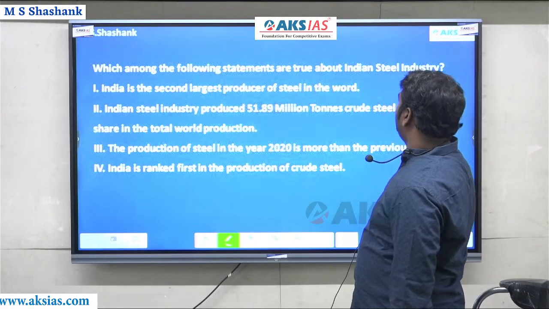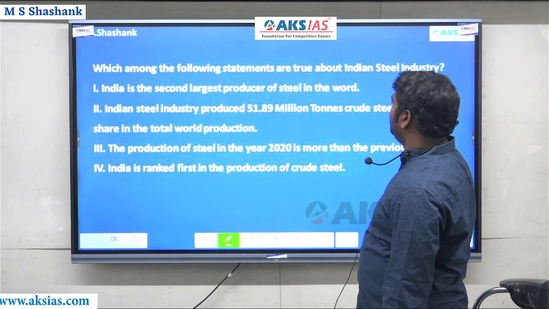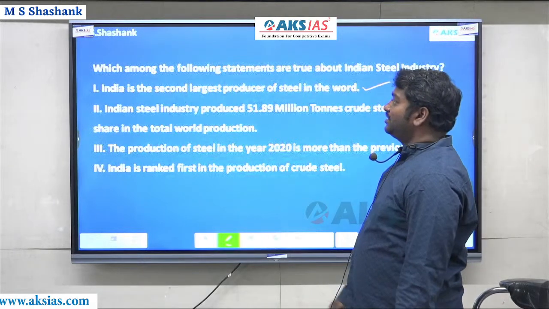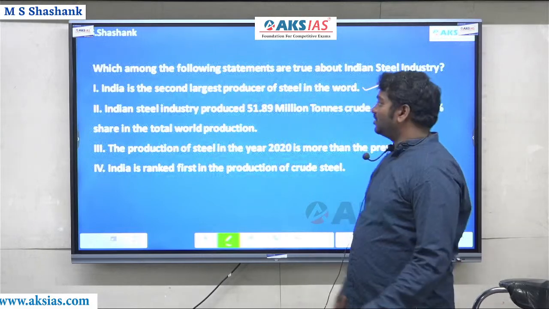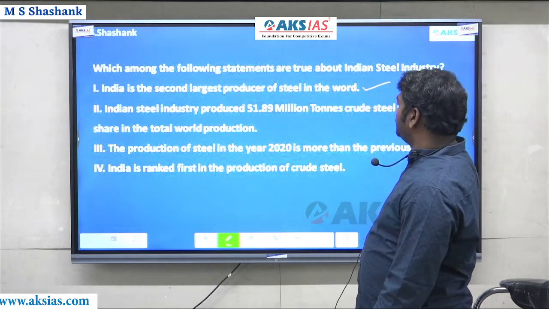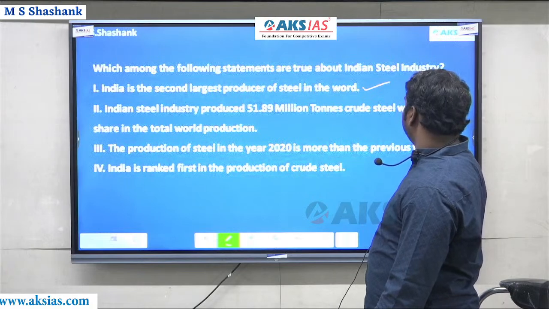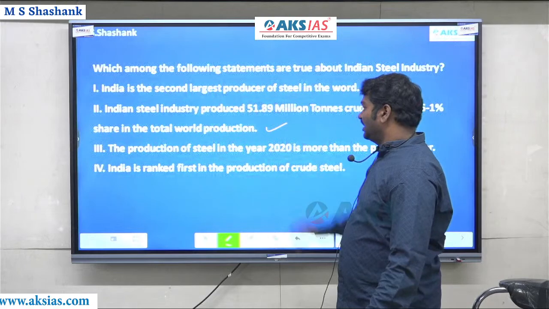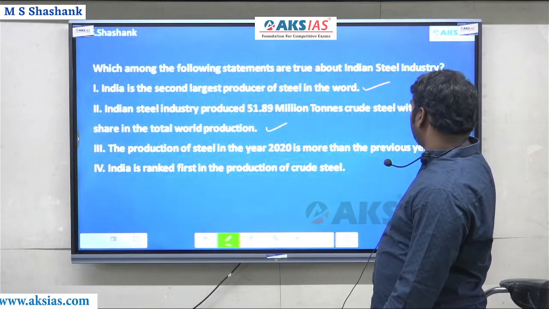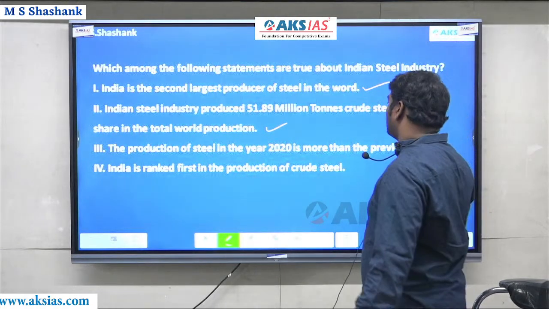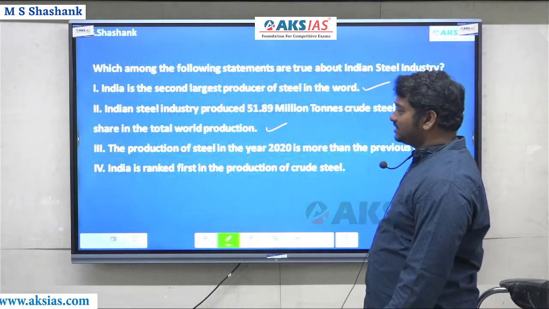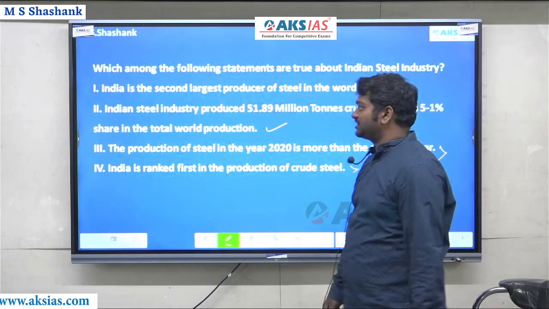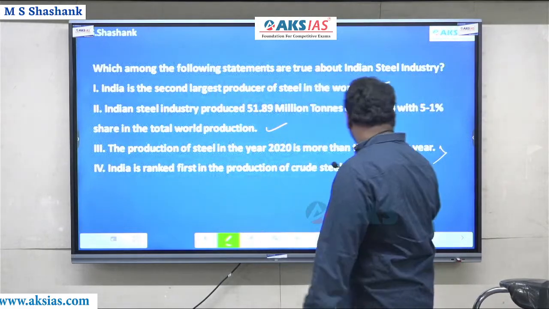Which of the following statements are true about the Indian steel industry? India is the second largest producer of steel in the world, yes. And third largest consumer, guys. Indian steel industry produced 51.89 million tons of crude steel with 5.1%. Yes. The production of steel in the year 2020 is more than the previous year. No, because of COVID it reduced. India is ranked first in the production of crude steel. No, China is the first. So it is 1 and 2.